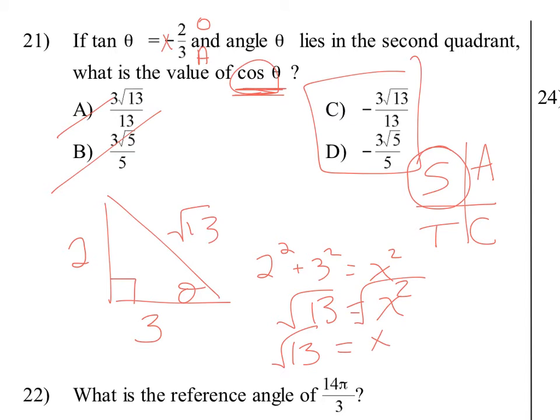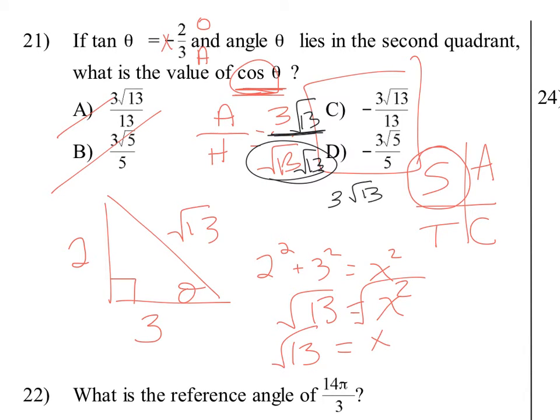So if I want to know cosine, cosine is adjacent over hypotenuse. So you know adjacent is 3, hypotenuse is radical 13. Oh, none of those answers are there. Okay, that means we have to rationalize. So it's 3 radical 13 over 13. And we know it's negative because we're in the second quadrant. So here we are. That was a mess.